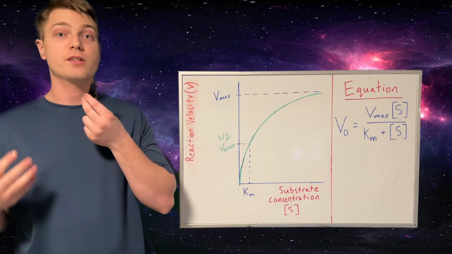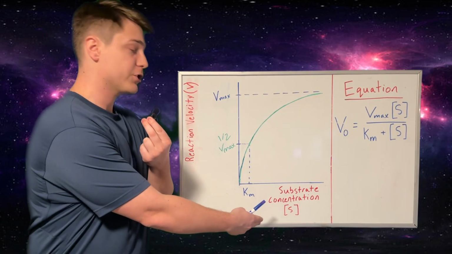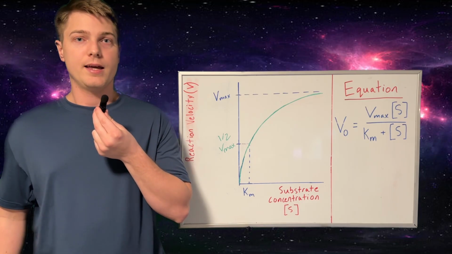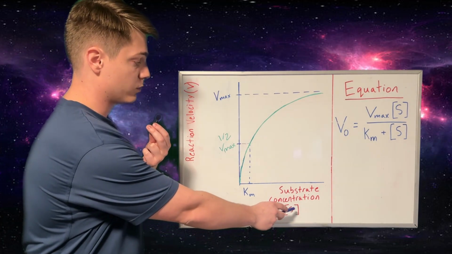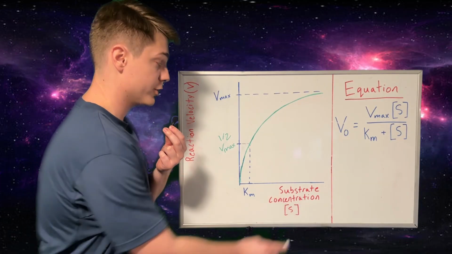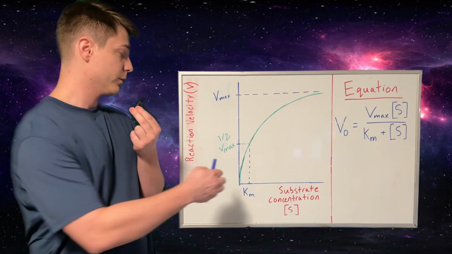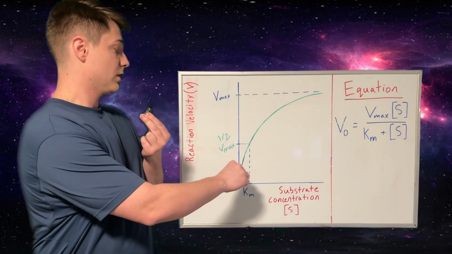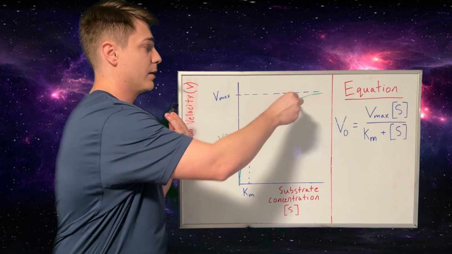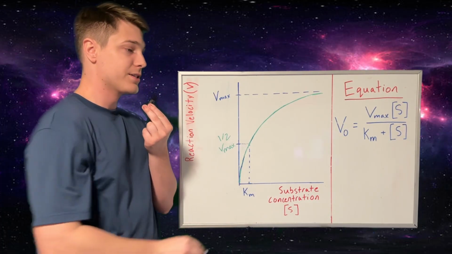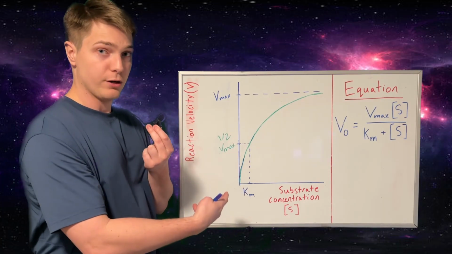Very simply, the Michaelis-Menten equation looks at how fast a reaction goes based on how much substrate is available. On the y-axis, we have the velocity of the reaction, and on the x-axis, we have the substrate concentration. This reaction is hyperbolic, meaning that initially when you put in substrate, the velocity shoots up a lot, but eventually it flattens out and comes to a plateau at its Vmax.